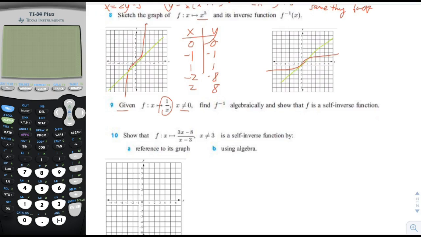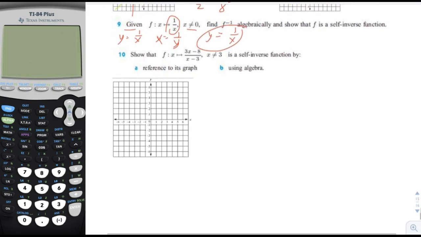Okay, so we have y equals 1 over x, and all we're going to do is variable interchange, x equals 1 over y, and then we're going to solve for y, and we'll get y equals 1 over x. Hey, what do you know? Look at that. The inverse function is itself, so it's a self-inverse function. Okay, that was 9.